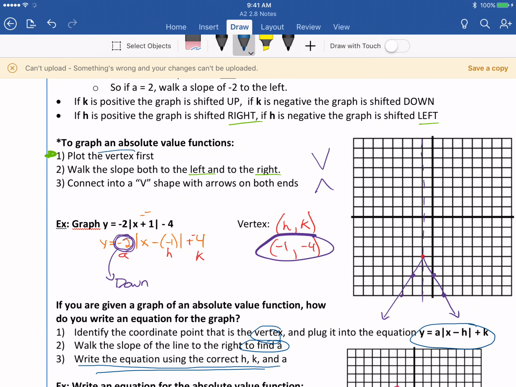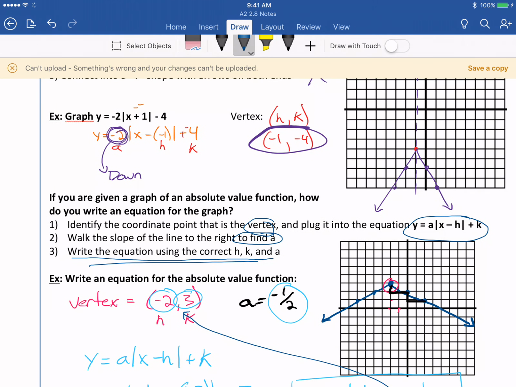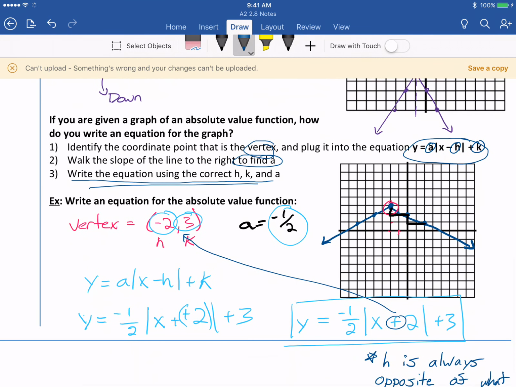All right, so this lesson on graphing absolute value shouldn't be too bad. To graph them, you find that vertex with the h and the k, you find the slope that you're walking, and you actually make that V. Okay, so if you're given that actual graph, you have to find those things. You have to find the a, the h, and the k, and just plug them in to your final answer here.